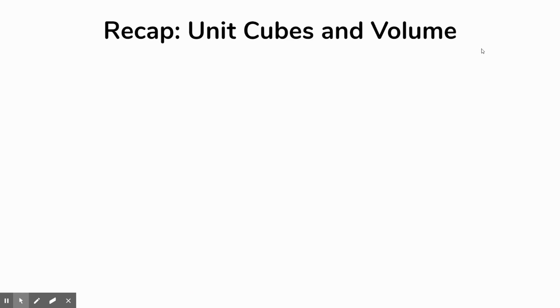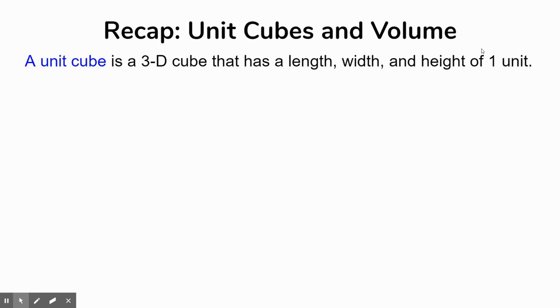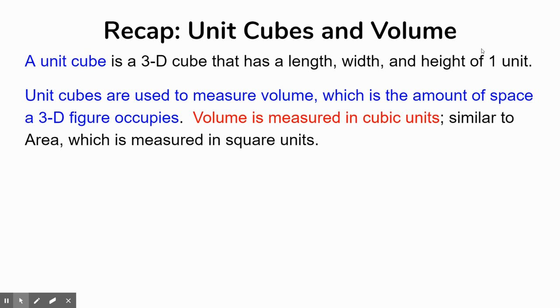So let's recap unit cubes and volume. A unit cube is a 3-dimensional cube. It has a length, width, and height of 1 unit. Unit cubes are used to measure volume. And the definition of volume is the amount of space that a 3-dimensional figure occupies. It's measured in cubic units. It's similar to area, which is measured in square units. Remember, area is for 2-dimensional shapes. Volume is for 3-dimensional.